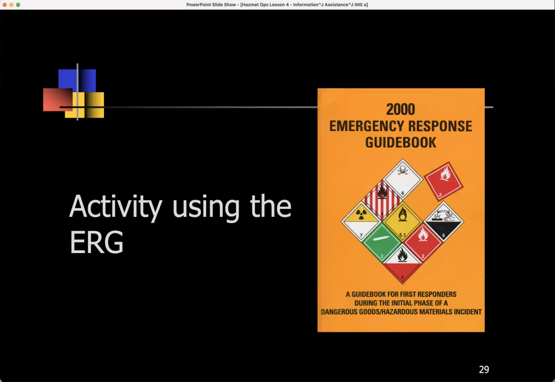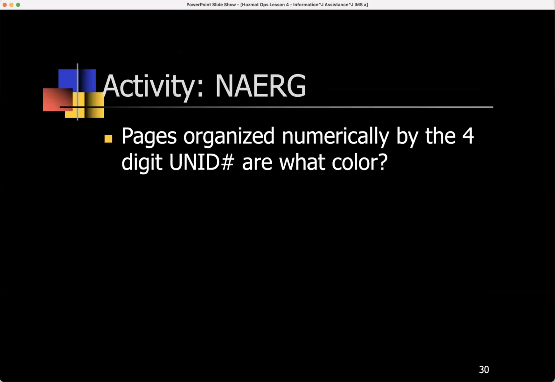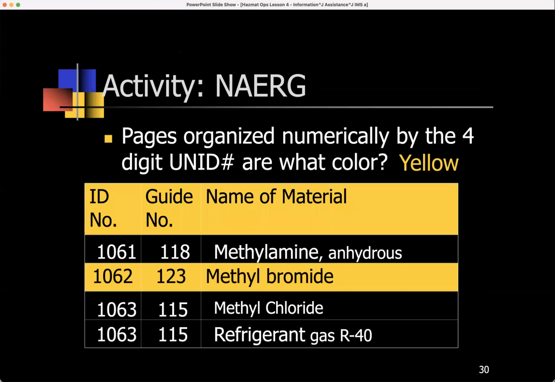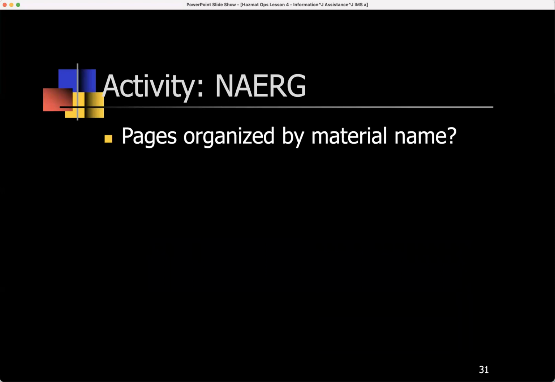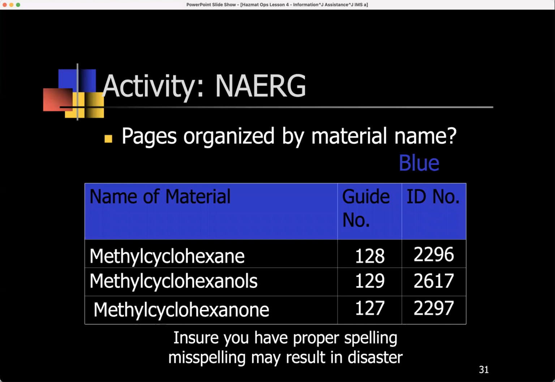All right, so now we're going to do an activity using the ERG. Pages organized numerically by the 4-digit UN ID number are what color? They are yellow. Pages organized by material name are what color? Blue. Make sure you have proper spelling. Misspelling may result in a disaster.